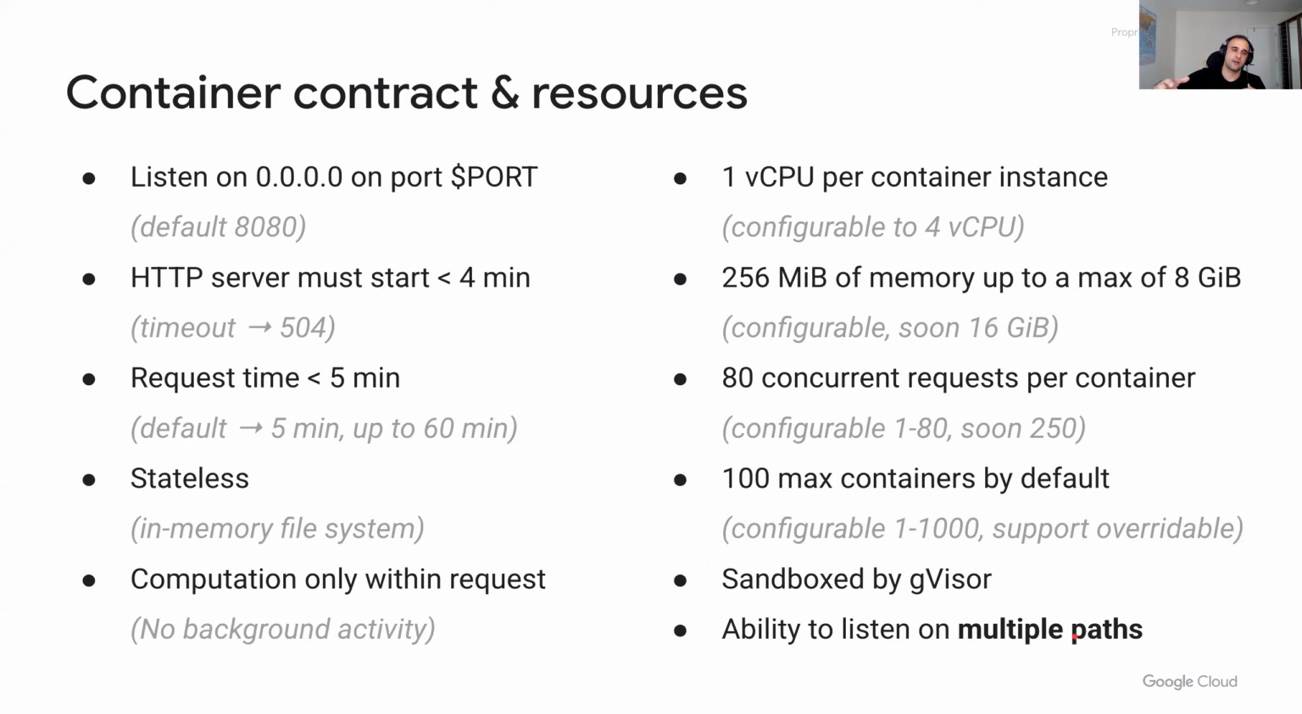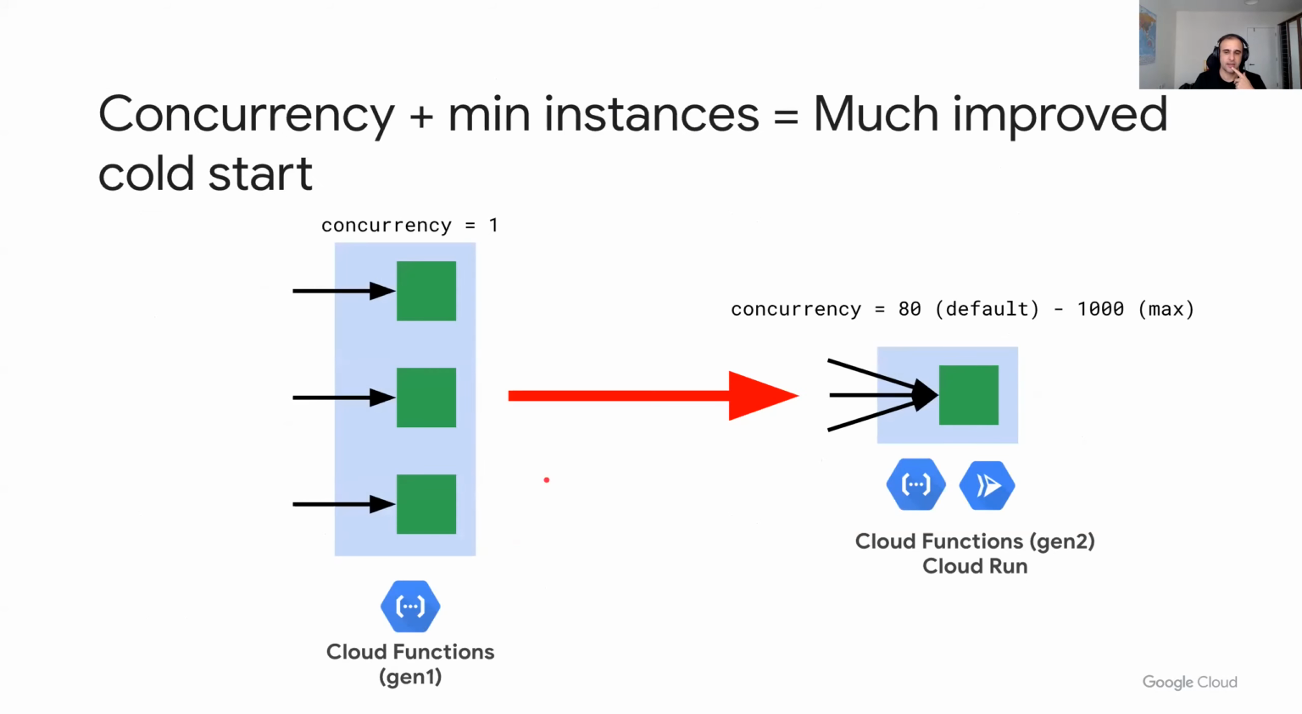Because this is a container that runs an HTTP server, you can actually have a single container listening for multiple paths. So you don't need an API gateway just to be able to support an API. And this kind of simplifies things a little bit. So even though you can run any container you want, the container has to adhere to these kinds of rules, and it has to be HTTP based.